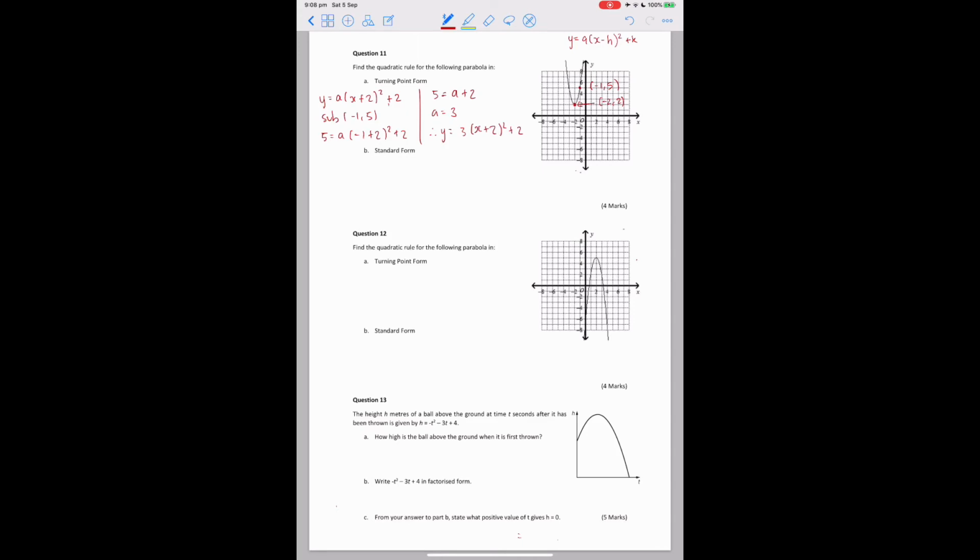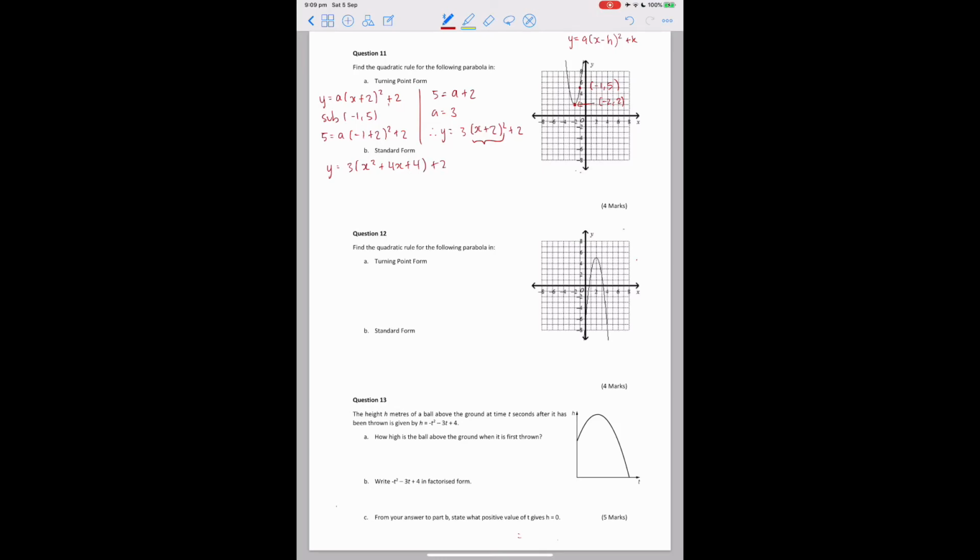Now the question wants us to write our equation in the standard form, and in order for us to convert from the turning point form to the standard form, all we simply need to do is expand the brackets, as you can see here. So what I'm going to do is I'm going to expand this part over here. So it's going to be y is equal to 3 bracket x squared plus 4x plus 4. Sorry, that should be a 4 here.